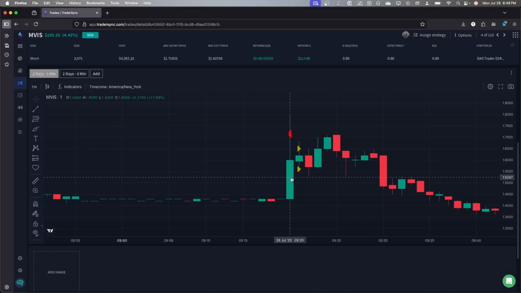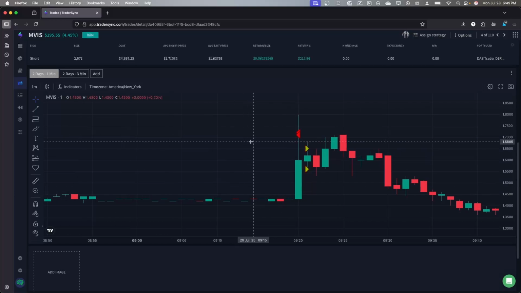MVIS just started spiking up randomly, pretty hard. It goes from 1.42 all the way up to 1.79. As it was approaching 1.69 to 1.70, some shorting started coming in, so I jumped into that. It wicked up to 1.8 and I was getting nervous because my stop was right above it, but I didn't get stopped out. But I was looking to add if I had gotten stopped out.